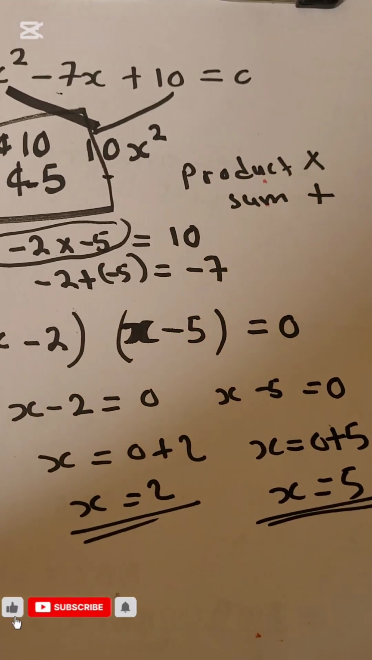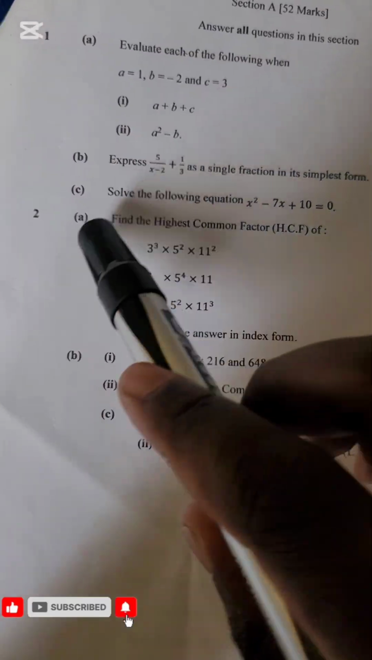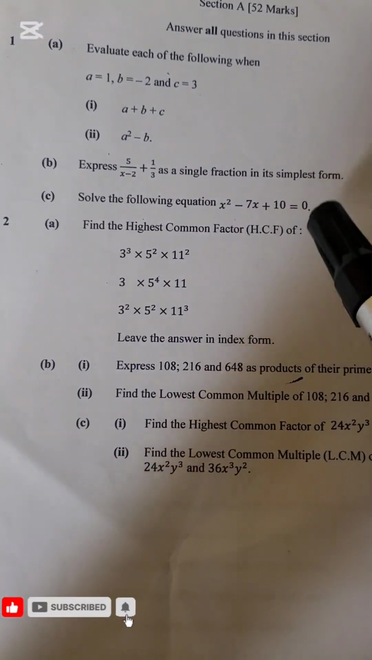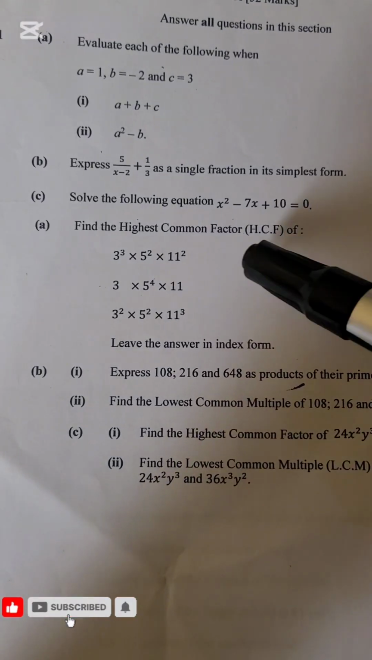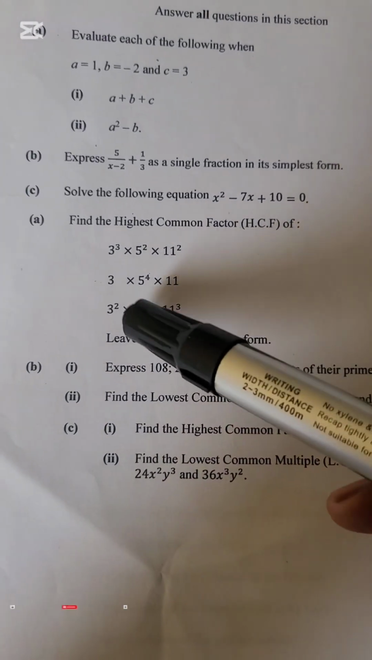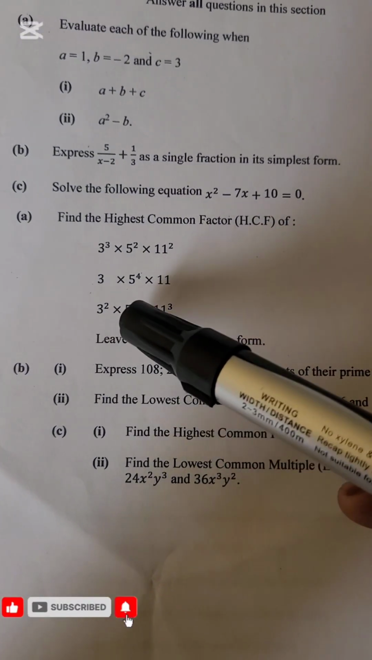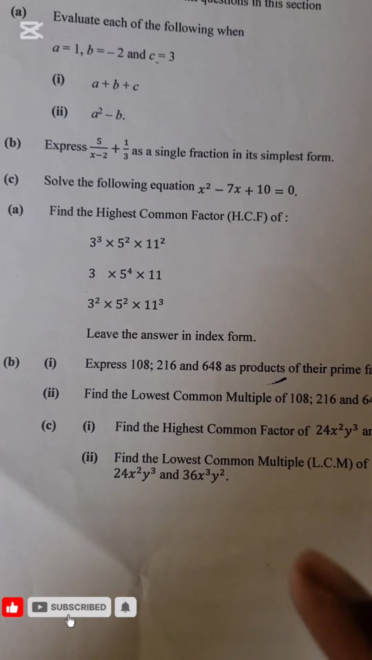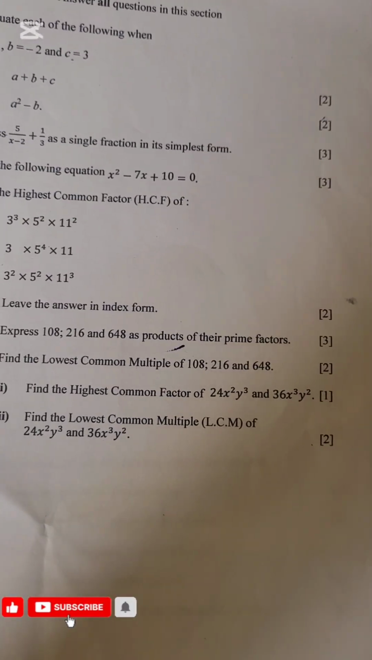Are we together, guys? So let's go to question number 2. Find the highest common factor, HCF, of 3 to the power of 3 times 5 to the power of 2 times 11 to the power of 2, then 3 times 5 to the power of 4 times 11, then 3 to the power of 2 times 5 to the power of 2 times 11 to the power of 3, leaving the answer in index form. This question carries 2 marks.